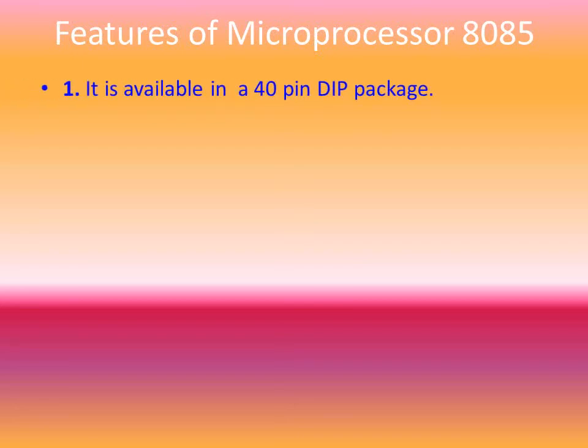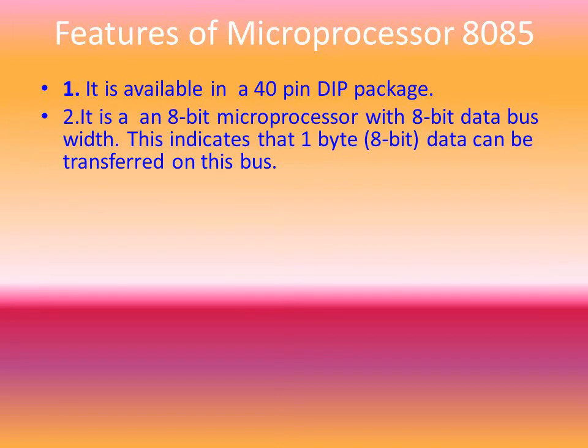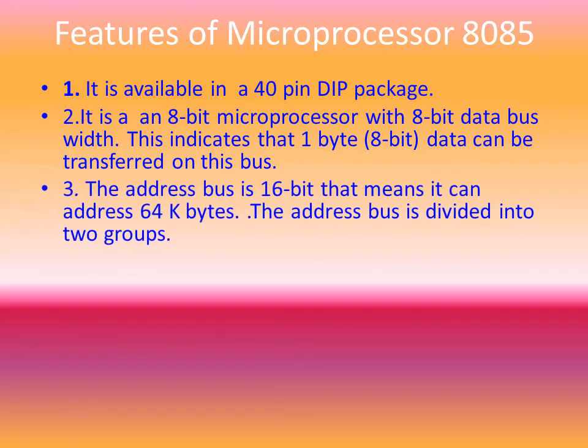Now next part is the features of microprocessor 8085. So here the first feature is that it is available in a 40 pin DIP package, means there are a total of 40 pins in this microprocessor 8085. Now next is your data bus. So 8085 consists of an 8-bit data bus. So 1 byte of data you can transfer on this bus. Now third, it has a 16-bit address bus.